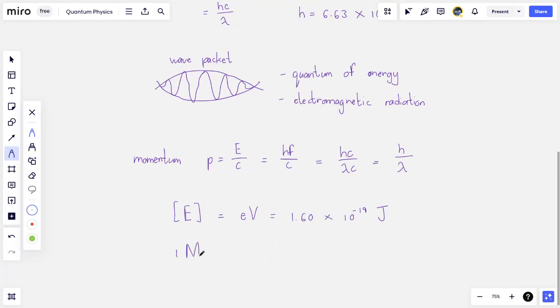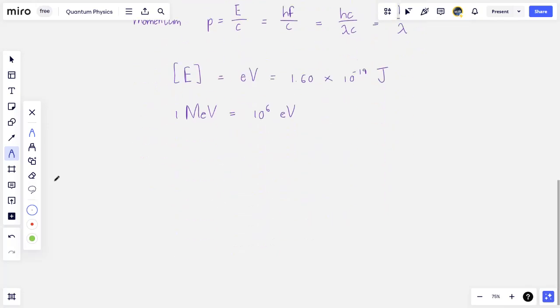And obviously, from our prefixes, we know that 1 mega electron volt is 10 to the power 6 electron volts. Many of our measurements in quantum physics are on the order of mega electron volts. And so that's just for revision, to remind you what a mega electron volt would be.